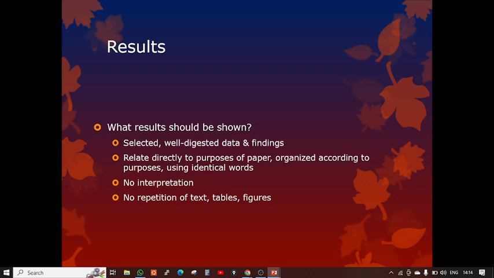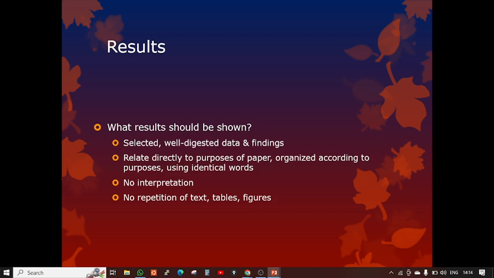Relatively direct to the purpose of the paper, organized according to purposes and identical words. So if you are doing, for example, water analysis or water pollution analysis, if you are carrying out 10 to 15 parameter tests and finding some results, you have to write them in a proper format, according to the purpose of the result or the research questions. You first write about the physical properties, then chemical properties, then biological properties.